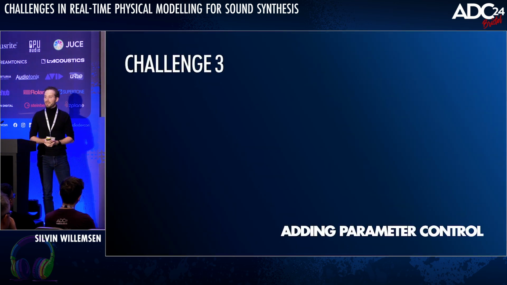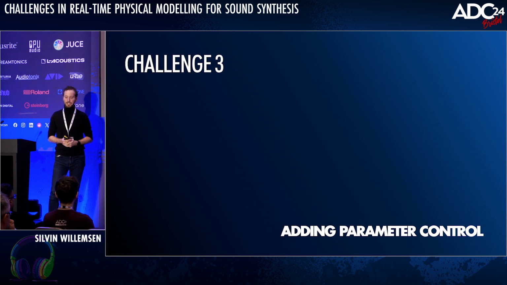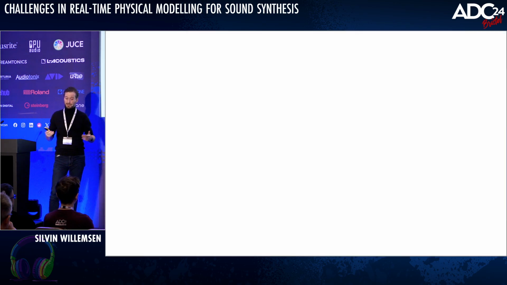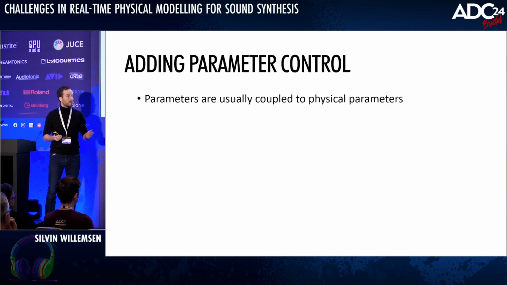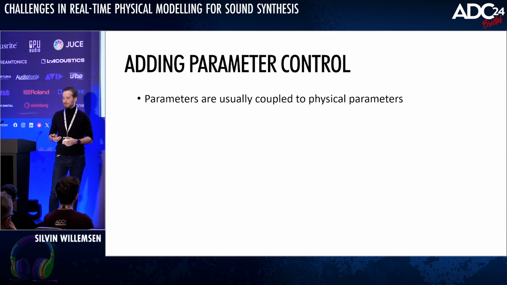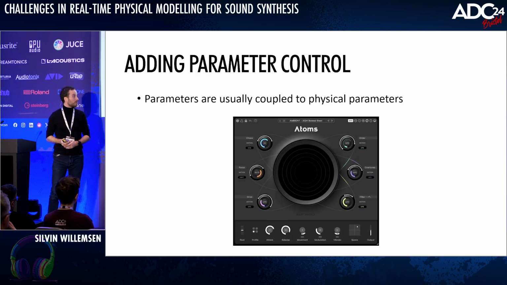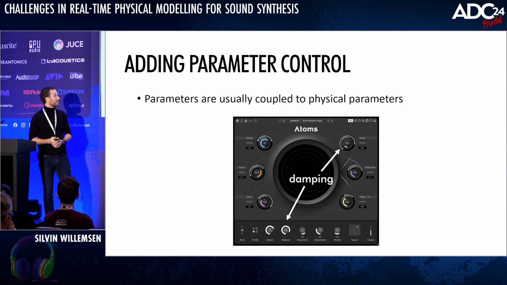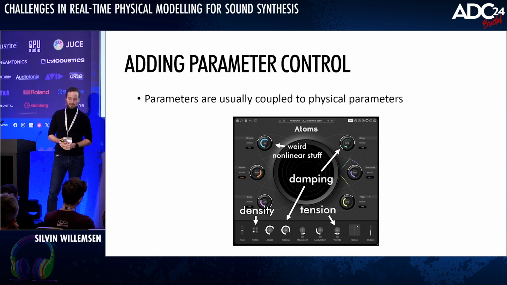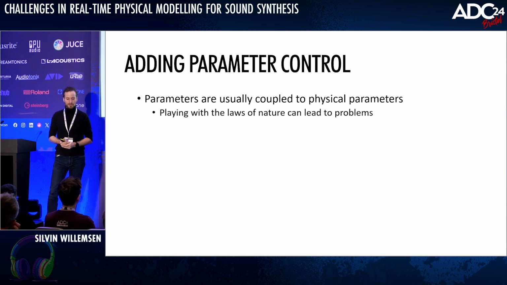So right, we have our working physical model in real time, and now we want to add some parameter control. So we want to change the parameters of the physical model in real time. And usually what happens is that the parameters or the knobs of your plugin are going to be coupled to physical parameters of the model. So for Atoms, for example, we have a few parameters that are linked to some damping coefficients. We have the vibrato literally linked to the tension of the string, some density and some weird nonlinear stuff happening. So there's a lot of stuff that is linked to the actual physical model. But yeah, this can lead to problems.